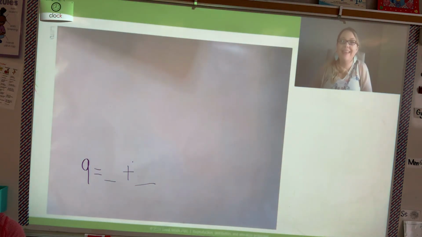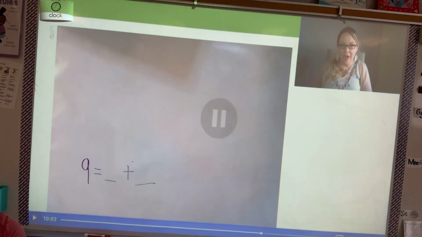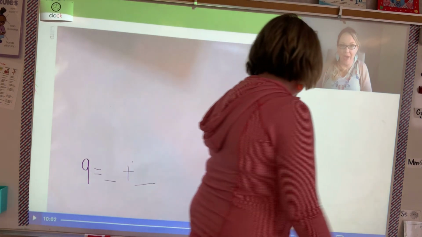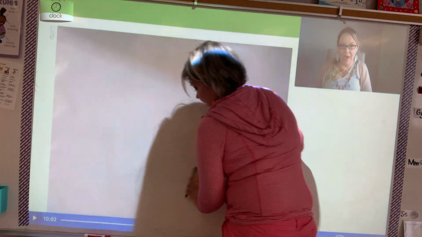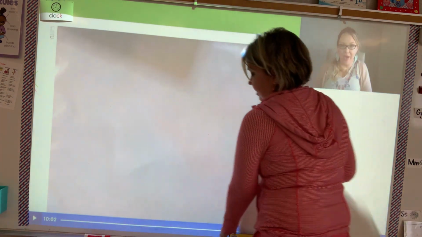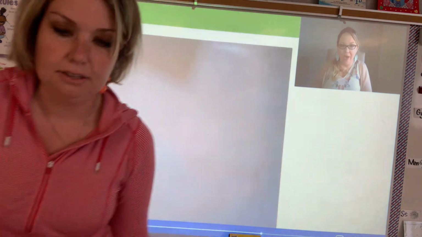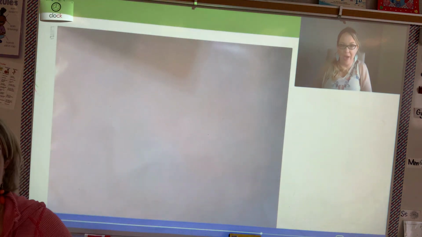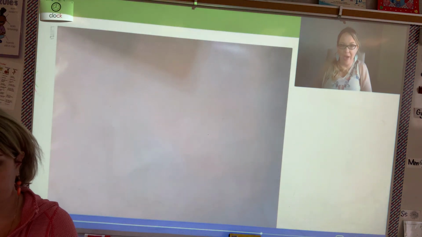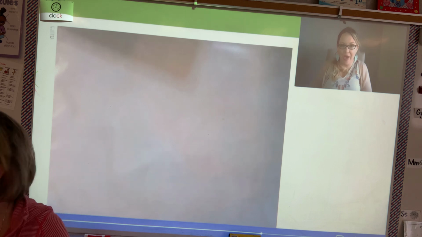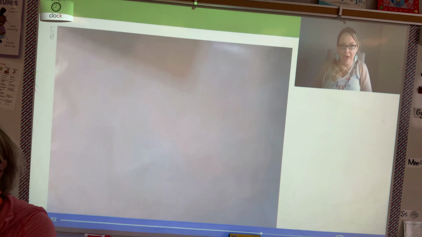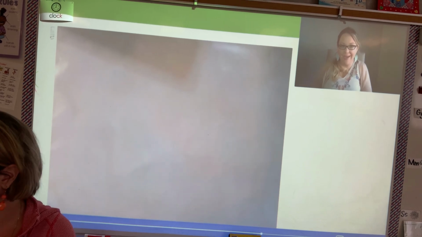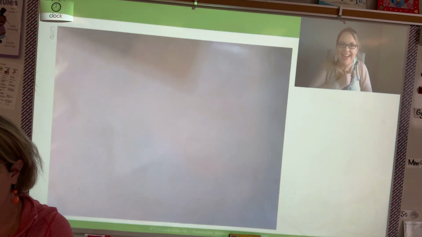Draw 9 the 5-group way. Okay, so take some time and clean your board. Clean it nice and clean. Now we're gonna do another activity. Clean it nice and clean. Okay. Push pause and do that now.